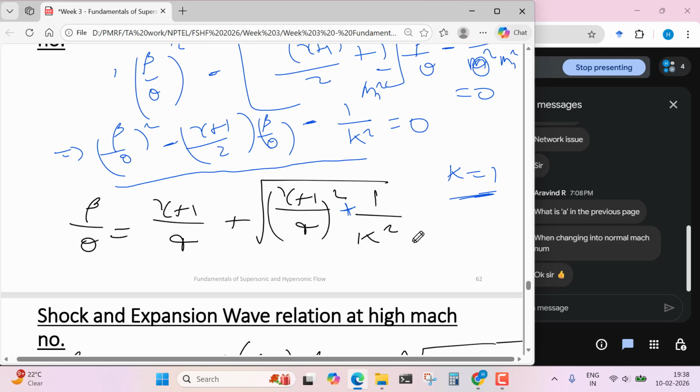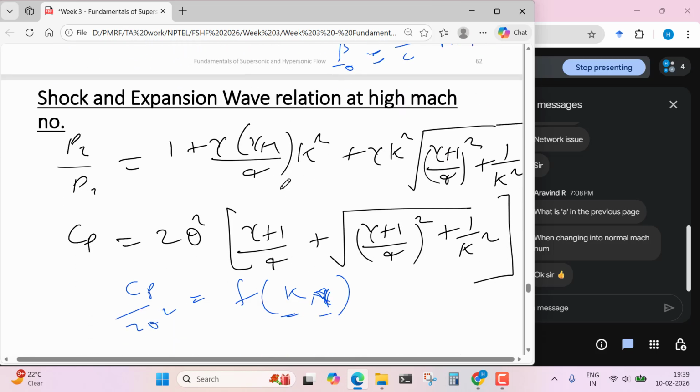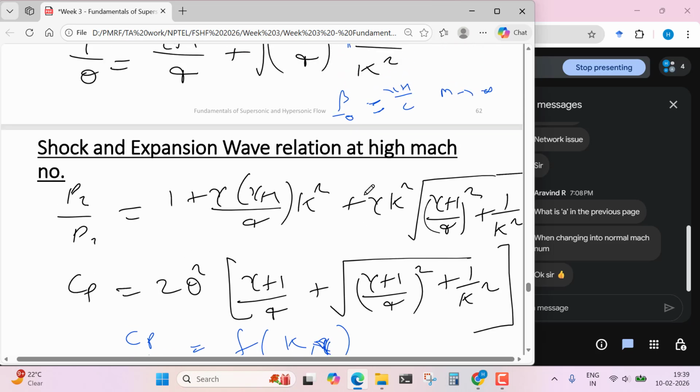Here, one more thing, if m tends to infinity, then this 1 by k will become 0, and if we take the under root of this, we will get beta upon theta equal to gamma plus 1 by 2, which is similar to the before relation. So this is mainly used when Mach number is very high but finite and angle is small. Similarly, all relations for P2 by P1 and Cp we can find in terms of this k value.